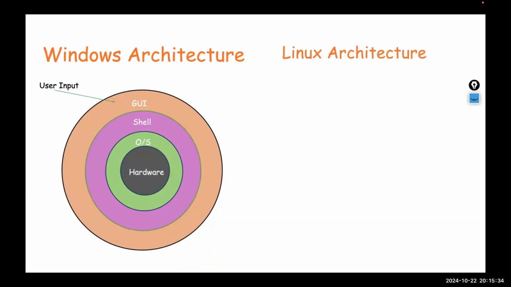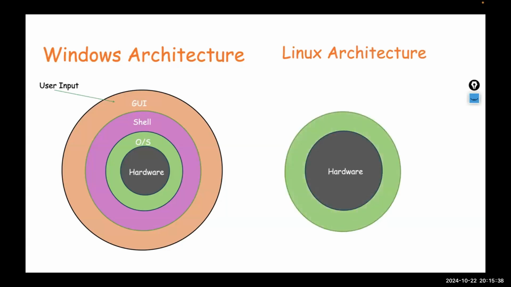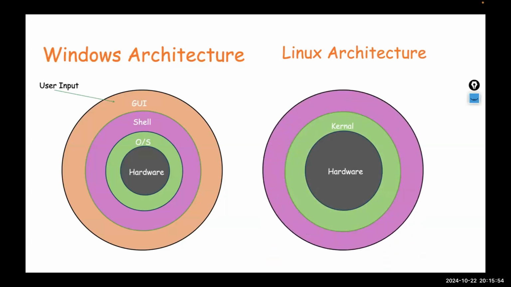But coming to Linux architecture, here also we have hardware. On top of that, we install the kernel. Kernel is nothing but the operating system, but in Linux terminology we call it kernel. In Windows terminology, we call it operating system. But both are the same. Kernel is also nothing but the operating system. Once we install the Linux operating system, nothing but the kernel, on top of that we can see the shell. Shell is nothing but the shell screen.